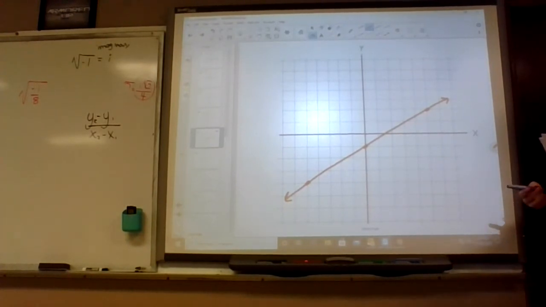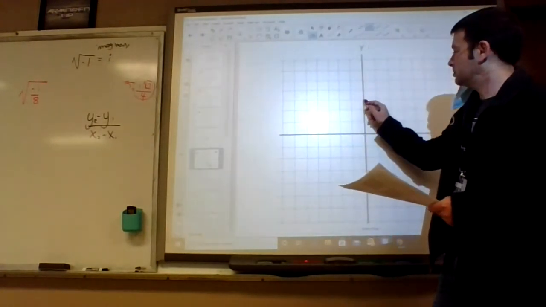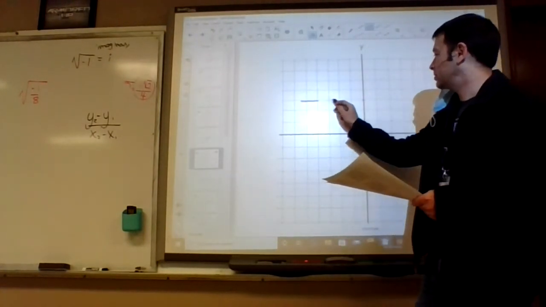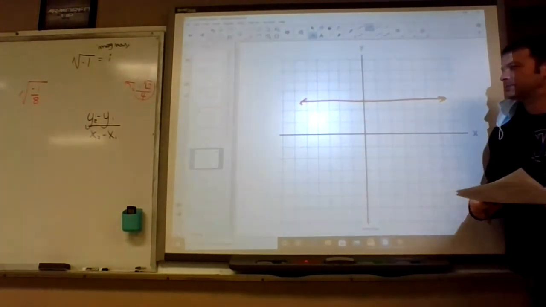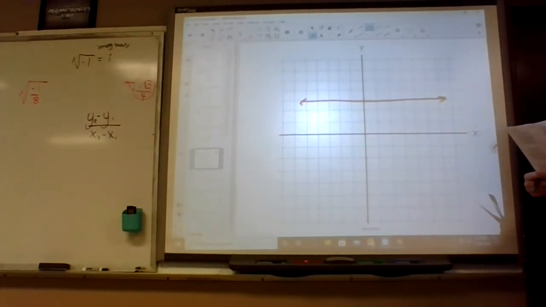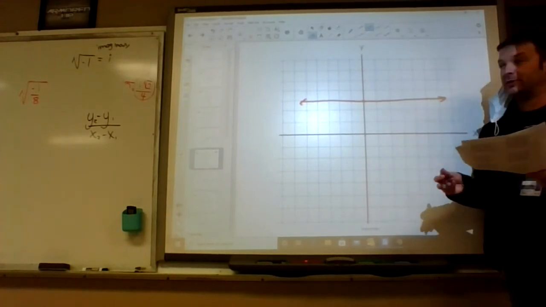So number 9, we kind of just talked about that one, didn't we? What do I do for y equals 3? Just go up 3 and draw a horizontal line. 3 on the y-axis, horizontal line. On 12, you can't fit 3 dots on the graph. That's okay. If you can only fit 2 on the graph, you need 2.